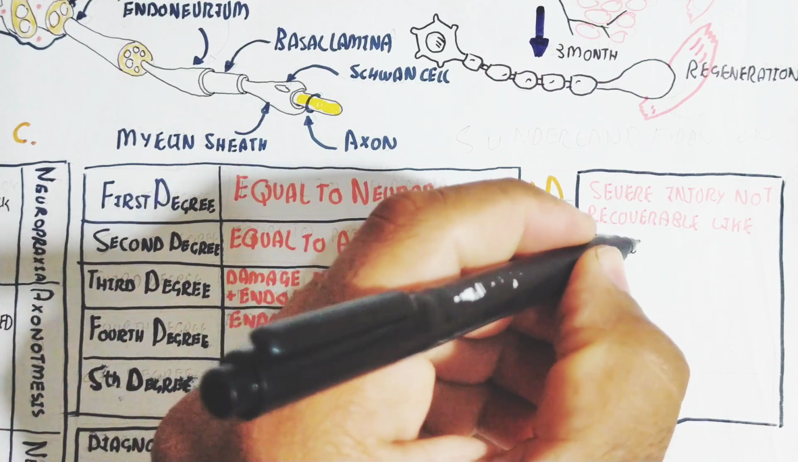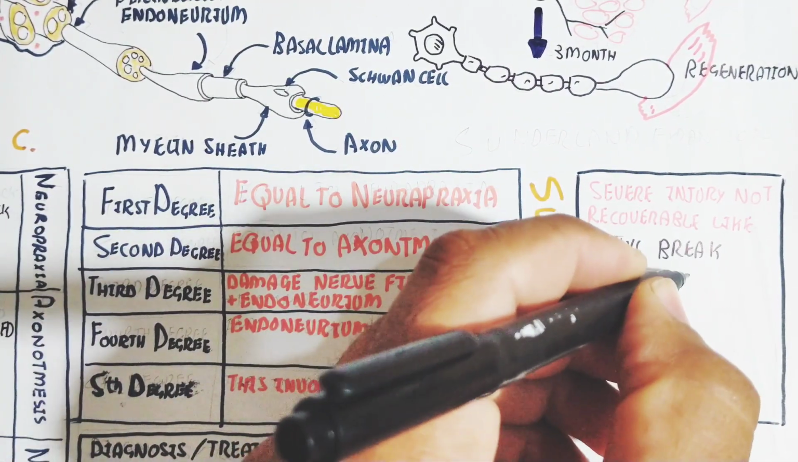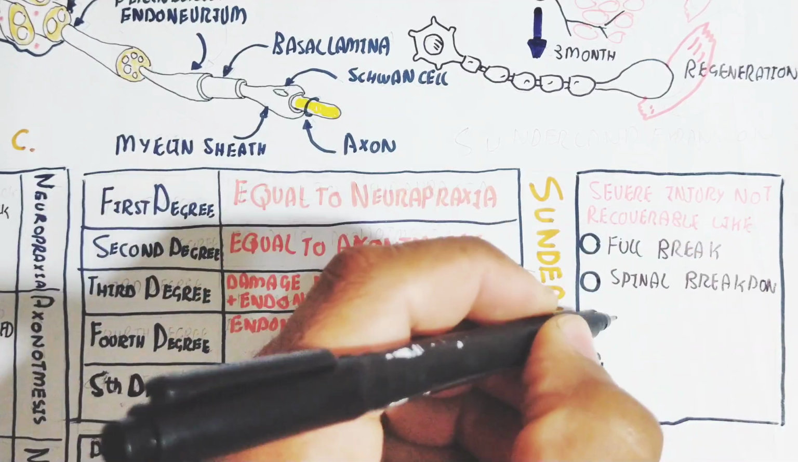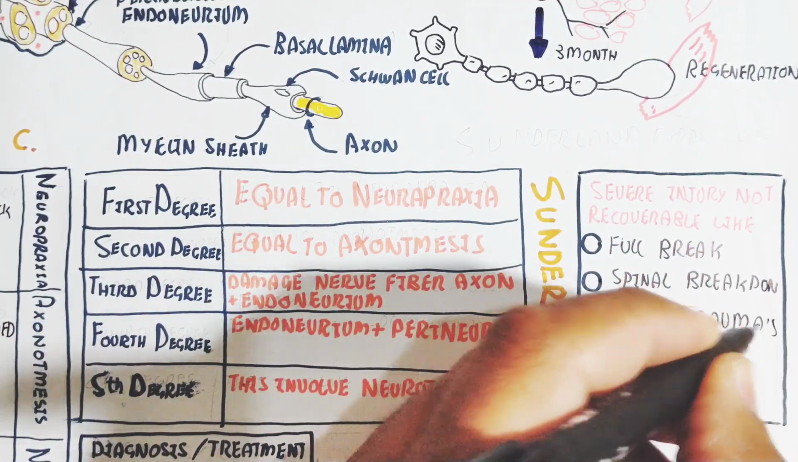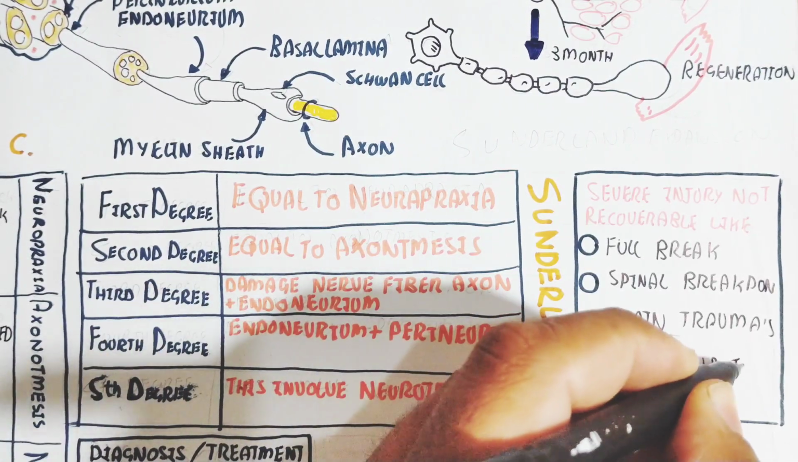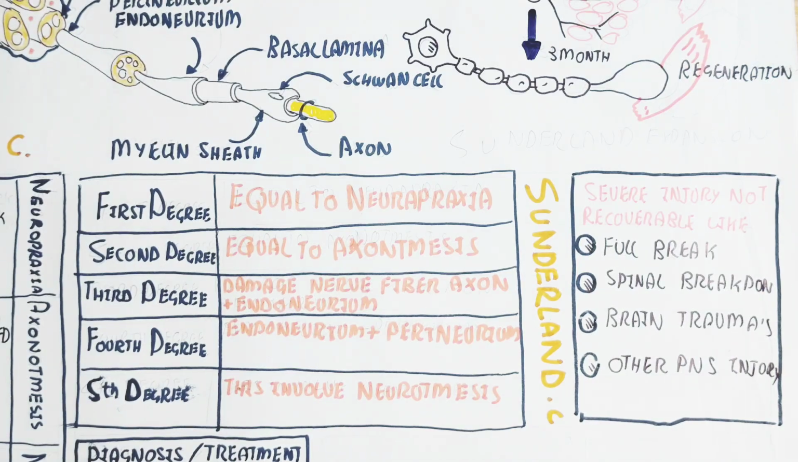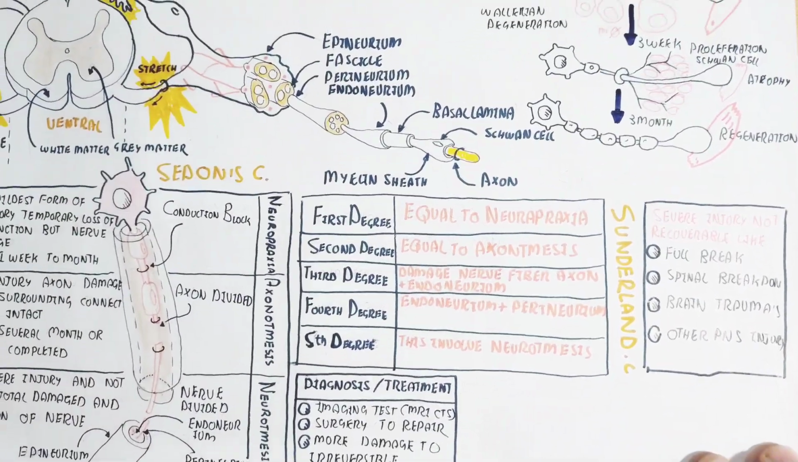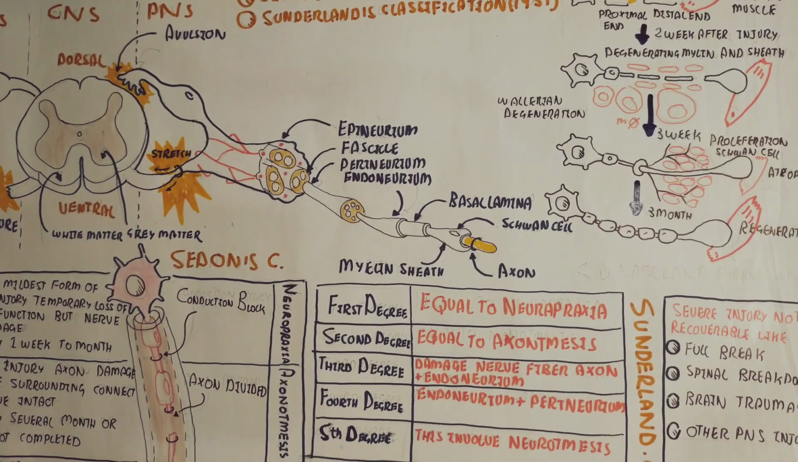I hope that makes sense. The severe injury is not recoverable, like a full break or spinal breakdown, which can be irreversible. The whole body will be paralyzed where the conduction is lost. The same goes for brain trauma, severe trauma, and other peripheral nervous system injuries. I hope that makes sense.